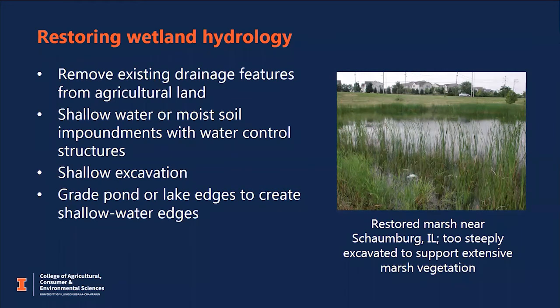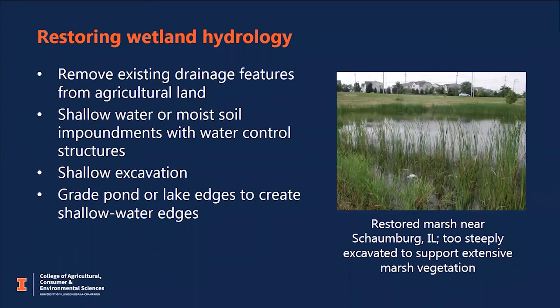Some of the problems with restoring wetlands come from restoring wetlands that are either too dry to support wetland vegetation or too wet. The figure here shows a restored marsh near Schaumburg, where the banks were really too steeply excavated. And so instead of marsh vegetation, what we have is a very narrow ring of marsh vegetation around an otherwise deep water pond that doesn't support vegetation at all.